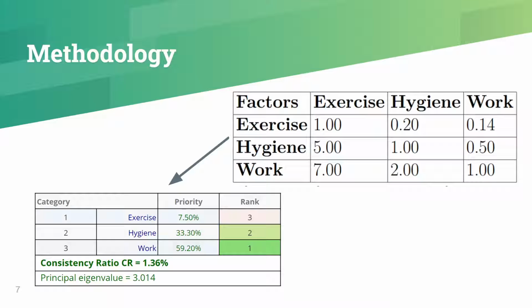In the example shown, we have a priority vector with 0.075, 0.333, and 0.592 as its entries. This tells us that according to this matrix, since work has the highest entry value in the priority vector, it's the most important factor, followed by hygiene and then exercise, respectively.